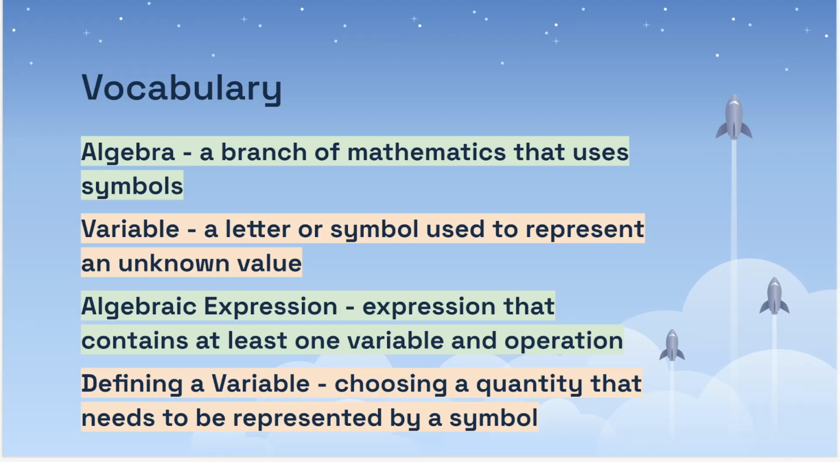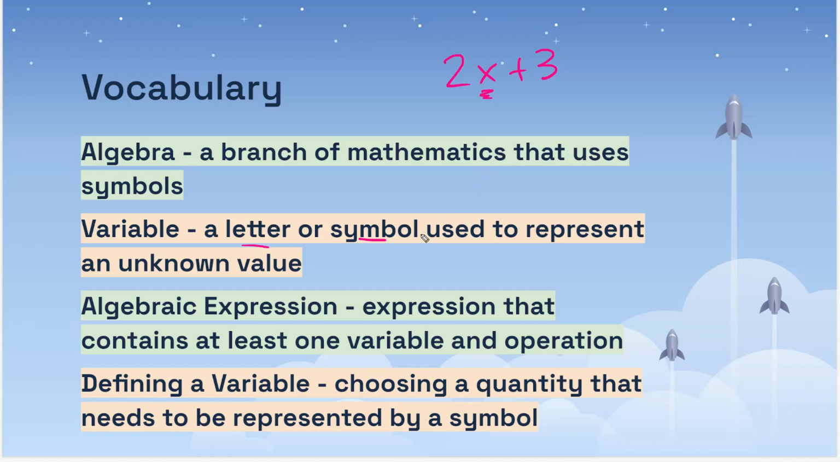Algebra. Algebra is a branch of mathematics that uses symbols. So, for example, if you had 2x plus 3, then this would be algebra because we're using the symbol x, and it's not just numbers. This symbol x is called a variable. It's a letter or a symbol that is used to represent an unknown value. We don't know what x is here in this instance.